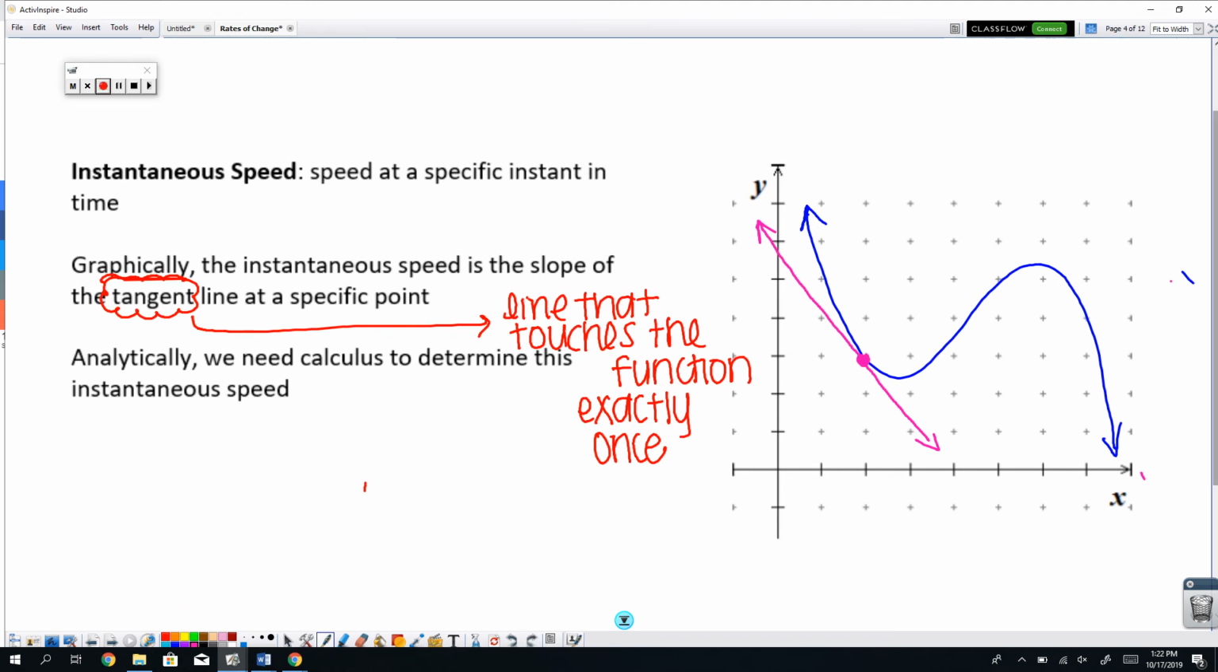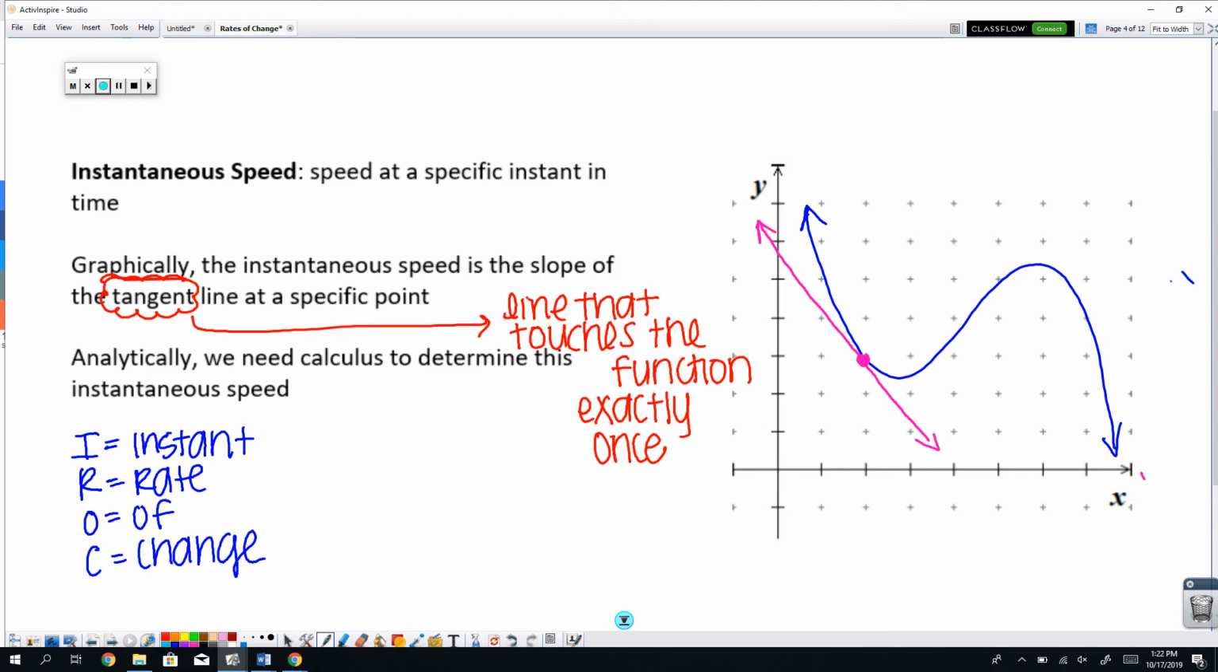So it says analytically we need calculus to determine the instantaneous speed, so that's what we're going to be learning, how to do the instant rate of change. And we have our saying right here, or our acronym: instant rate of change. Which is just the slope of the tangent line, or the one that just touches.